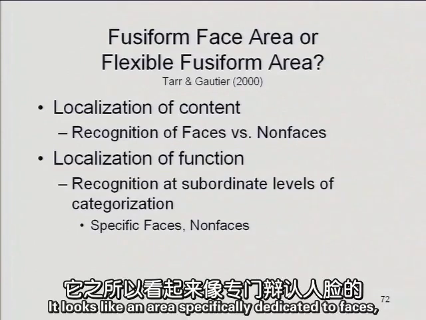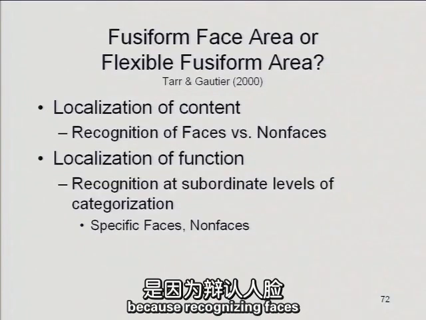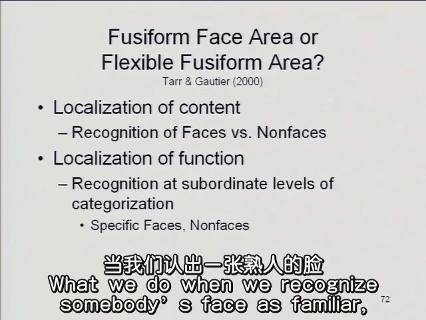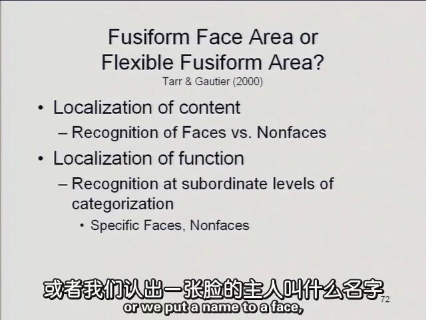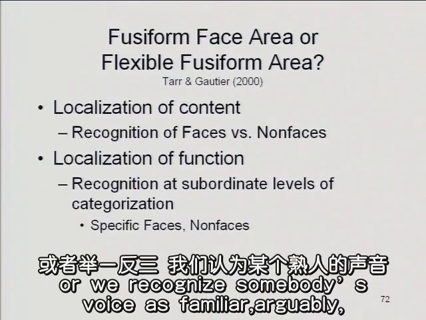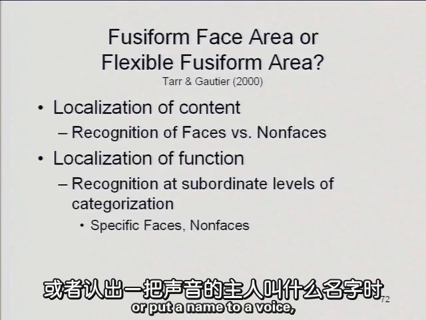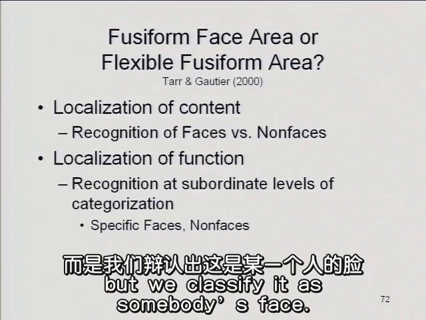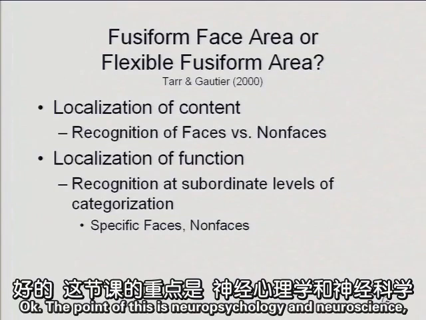It looks like an area dedicated specifically to faces, because recognizing faces is a really good example of subordinate level classification. What we do when we recognize somebody's face as familiar, or we put a name to a face, or we recognize somebody's voice as familiar, arguably, or put a name to a voice, is we classify it not just as a face or a human face or whatever, but we classify it as somebody's face.